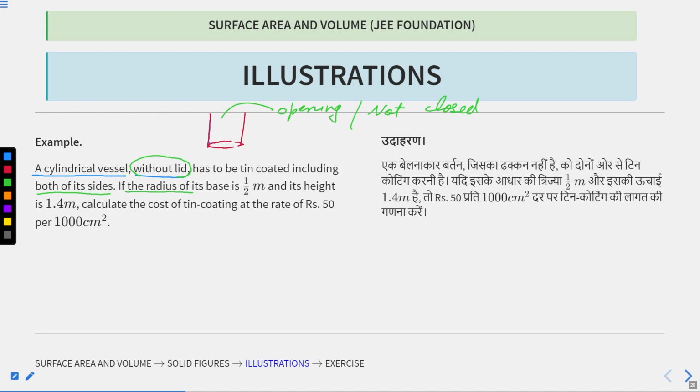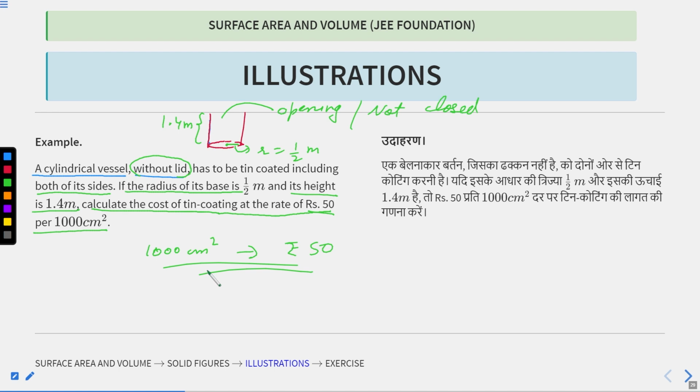If the radius of its base is half meter, so this r is given, which is half meter, and its height is given to us. So height of the cylinder is 1.4 meter. Now calculate the cost of tin coating at the rate of 50 rupees per 1000 centimeter square. That means for every 1000 centimeter square the worker charges 50 rupees. Okay. I hope this is clear.